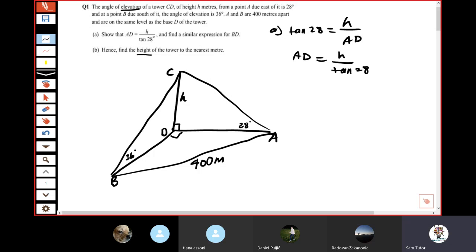BD, well, you're going to do the exact same thing. Ready? Opposite over adjacent. Again, that's a right angle. Why is that a right angle? Think of it. There's a pole, there's the ground. That would be right angled to the ground. And then again, tan 36 equals opposite over adjacent, and then BD equals h on tan 36.